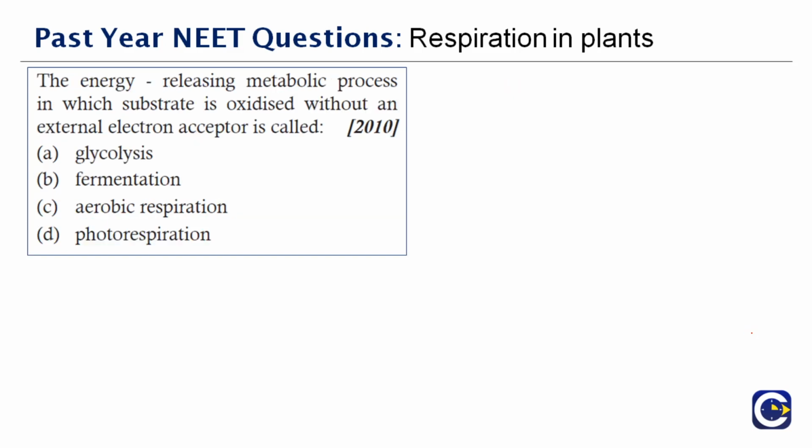Okay, next question. The energy releasing metabolic process in which substrate is oxidized without an external electron acceptor is called as dash. Again, this is an easy question for you. See, here they are talking about the energy releasing metabolic process. The substrate is oxidized without an external electron acceptor. See, when there is no external acceptor, it cannot be glycolysis, it cannot be aerobic respiration, it cannot be photorespiration, because all these processes have contact with the atmosphere and happen in the open space.